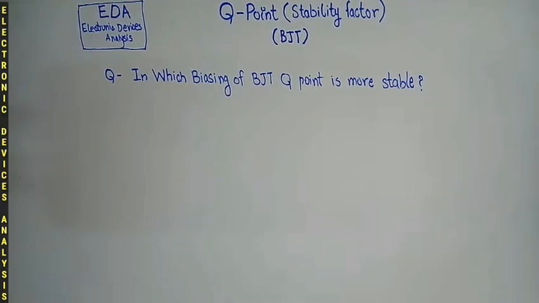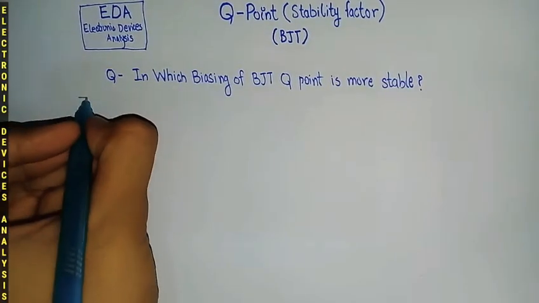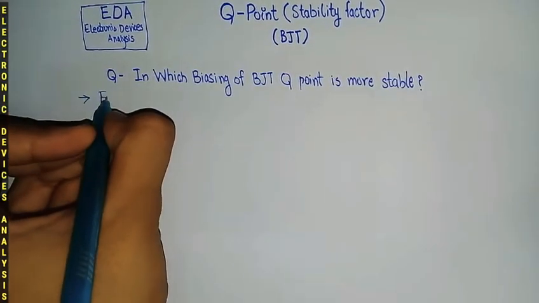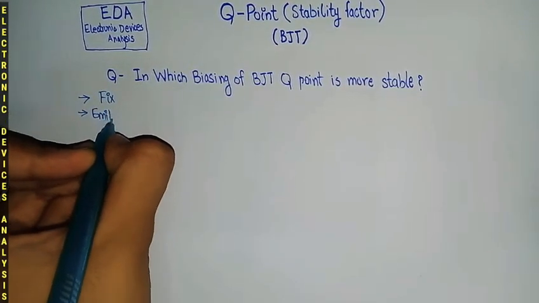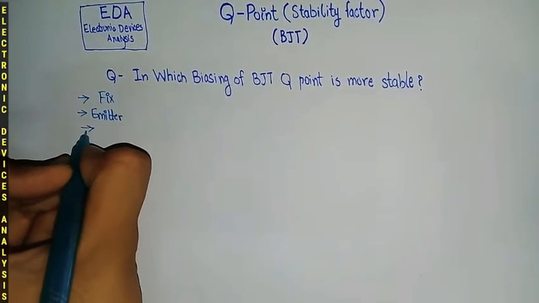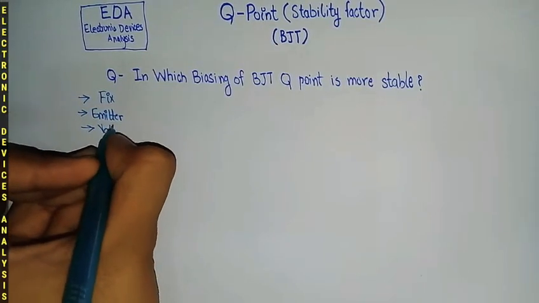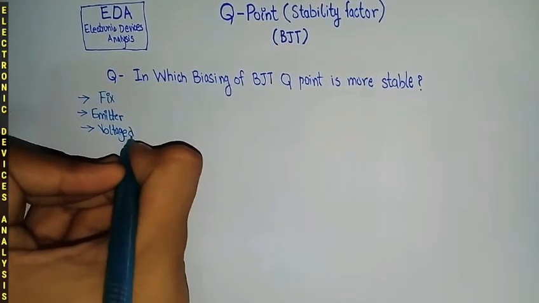So guys, our today's topic is the Q point, also known as the stability factor. And you know that we had solved the biasing BJTs in our previous lectures. Only one thing is missing over there, that in which biasing BJT the Q point is more stable. We will see the biasing BJT types. First one is fixed biasing, second one is emitter biasing, and similarly third one is voltage divider biasing.